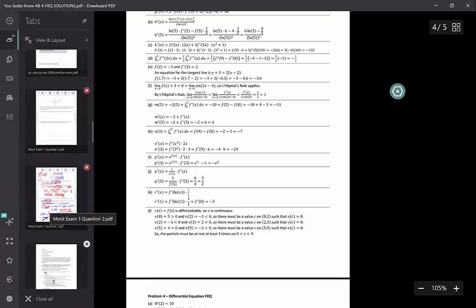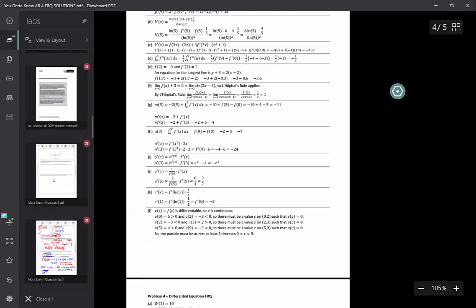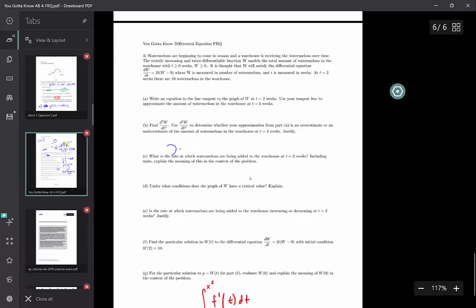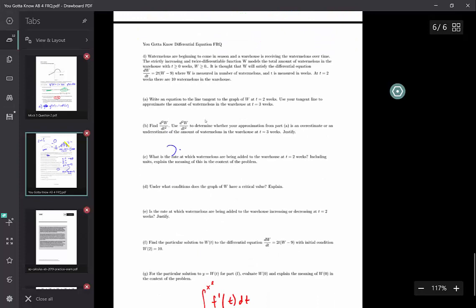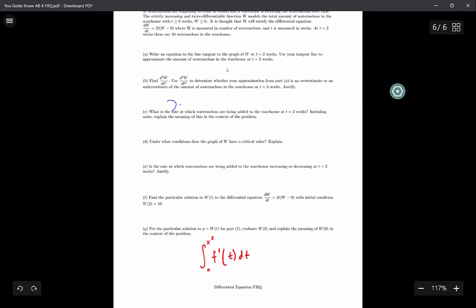So it looks like we do have one question here, and that's 4G. Okay. So 4 gave us this dW/dt, which is one of those differential equation questions. And 4G says, for the particular solution, evaluate W of 0 and explain the meaning of W of 0 in the context of the problem. Were you guys able to do 4F, Jesus and Nathan?